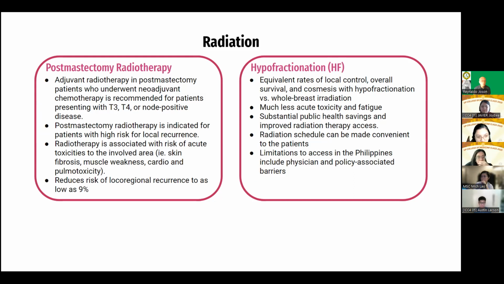Low risk nga po of acute toxicities to the involved area are always there, such as skin fibrosis, muscle weakness po of the pectoralis, and pulmotoxicity in particular, since right breast po yung radiotherapy sa patient. But it reduces risk po of local regional recurrence. From some studies cited po, if wala pong radiotherapy, the risk of local regional recurrence is as high as like 25 or 30%, but reduces it to as low as 9% na lang po.